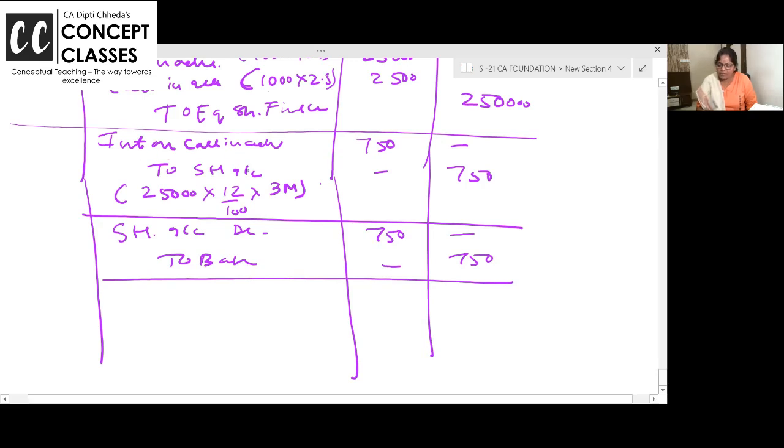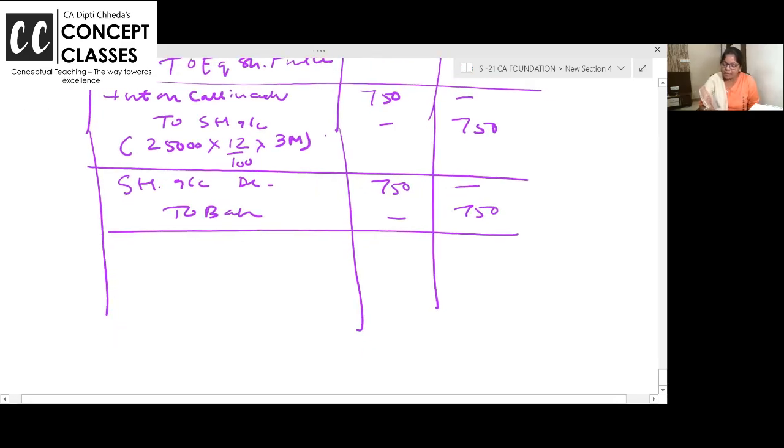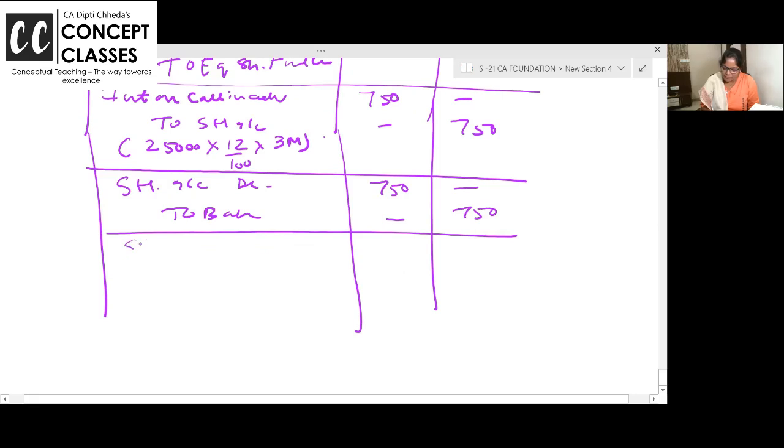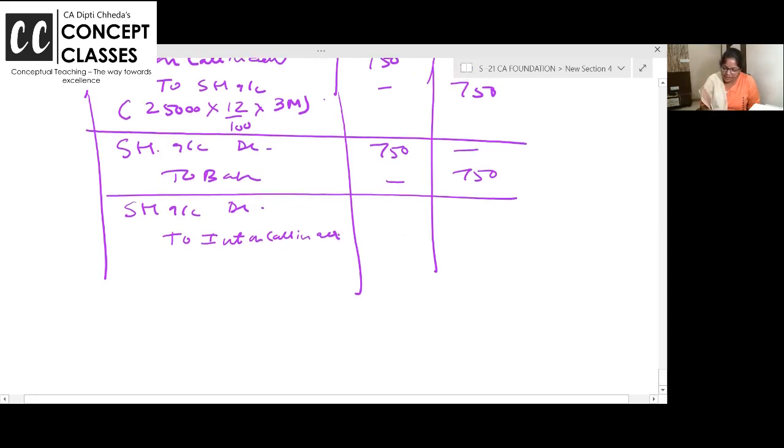Interest on call in advance is paid to the shareholders, from the bank. Now it's time to receive interest. Shareholders account debit to interest on call in arrears. Call in arrears last May, 2,500, at 10%.